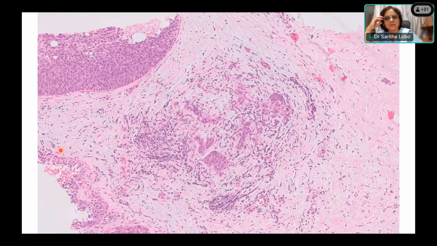Ma'am, usually without using the caliper or the scale, we usually take one high power field as 0.4 to 0.5 mm. 40x is 0.4, almost 0.5. Okay. And 20x will be almost 1 millimeter, right? Yes, ma'am. The diameter of 20x, if we use, is 1 millimeter.